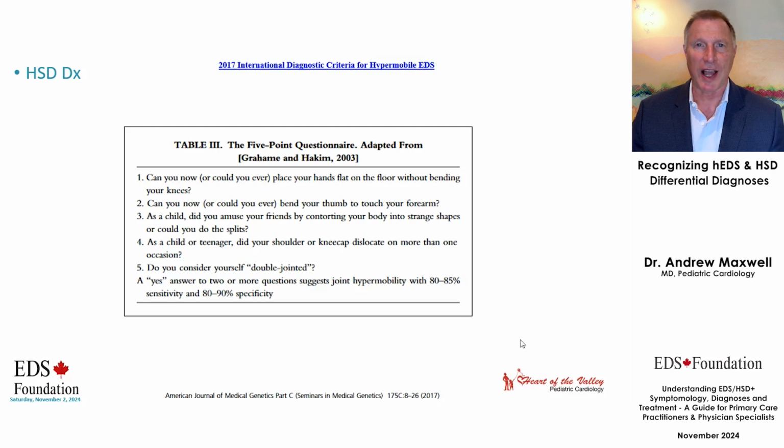So if you can answer yes to 2 of those 5 questions, then you could be labeled as hypermobile spectrum disorder. Very low bar and very different from the strict criteria set for hypermobile Ehlers-Danlos syndrome.